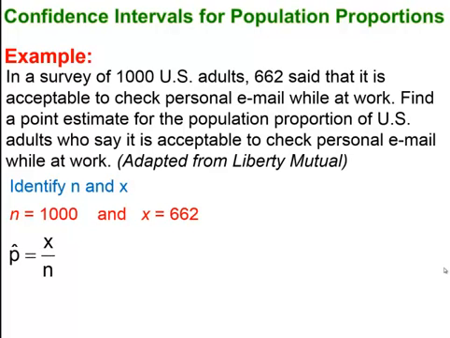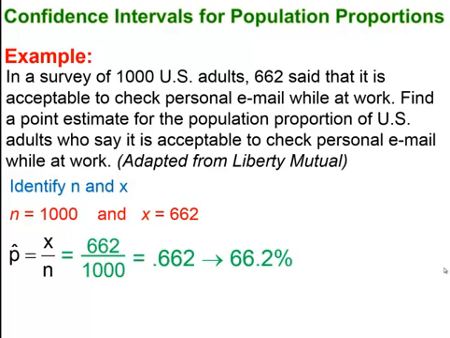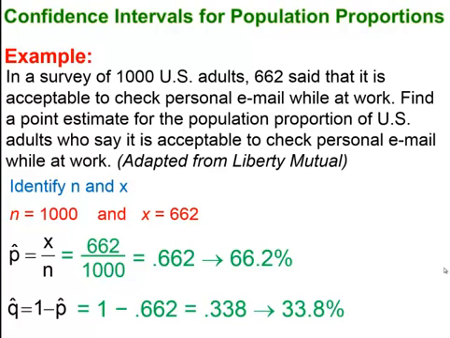So I want to find my P hat. To find my P hat, I'm going to take my success and divide it by my sample size, and I'm going to find my percentage, or 0.662, or 66.2%. So that would be your P hat. To find Q hat, you're going to take 1 minus that 0.662, and you'll find your Q hat will be 0.338, or 33.8%.